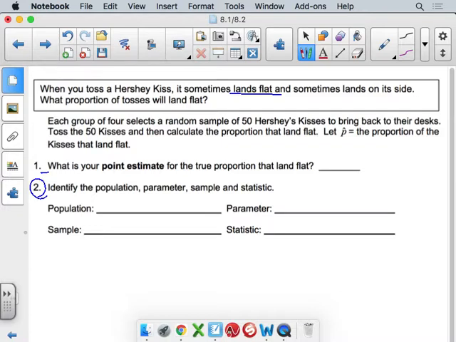So on number 2, what's our population and what's our sample? Our population in this case, we're talking about Hershey Kisses, and the population that we're trying to talk about is all Hershey Kisses. I want to generalize this to every single Hershey Kiss. And what we would have done is sample 50 Hershey Kisses.